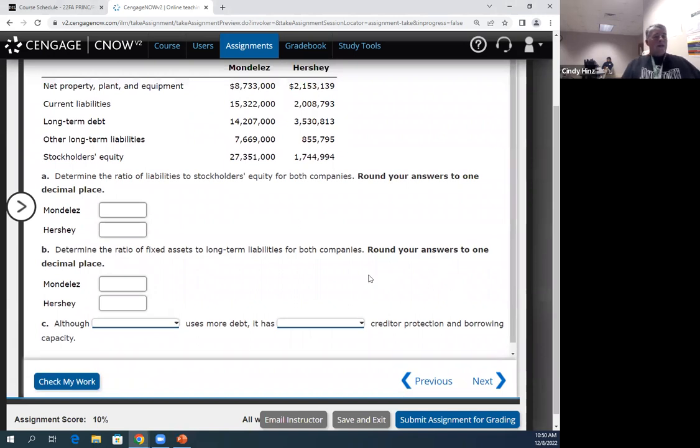All right. So in letter A, it says determine the ratio of liabilities to stockholders' equity, what I have referred to as debt to equity. That's the more common name for that calculation. So we'll start with Mondelez. Now it tells us in 3 separate categories: current liabilities, long-term debt, and other long-term liabilities. So we're going to need to add those 3 pieces together to find their total liabilities.